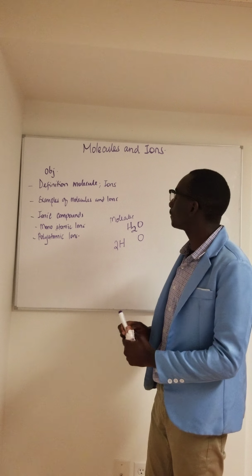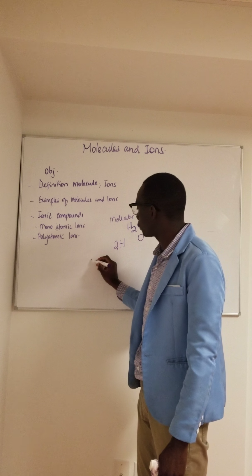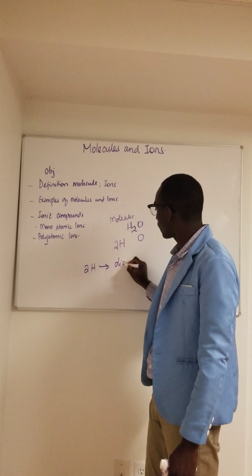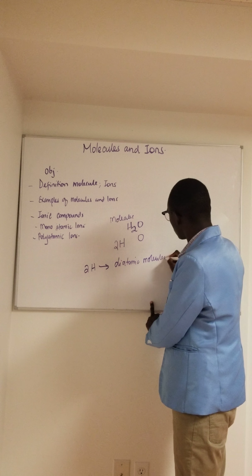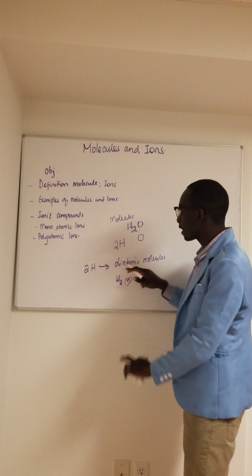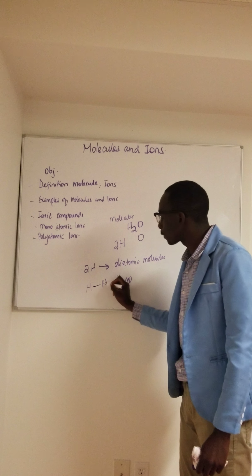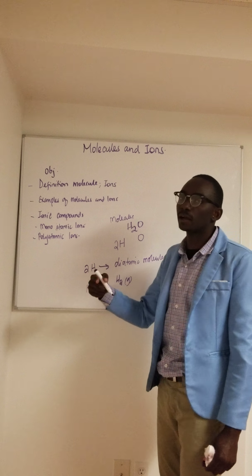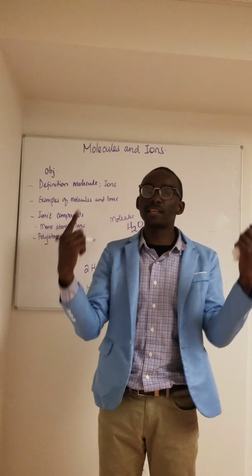And we have other molecules. For example, if you have a molecule between two hydrogen atoms, we call it a diatomic molecule. Hydrogen gas is a diatomic molecule because it's a combination of two hydrogens. When these two hydrogens combine with a chemical bond, they form a molecule. Remember, we said a molecule is a combination of two elements. They may be the same or different.